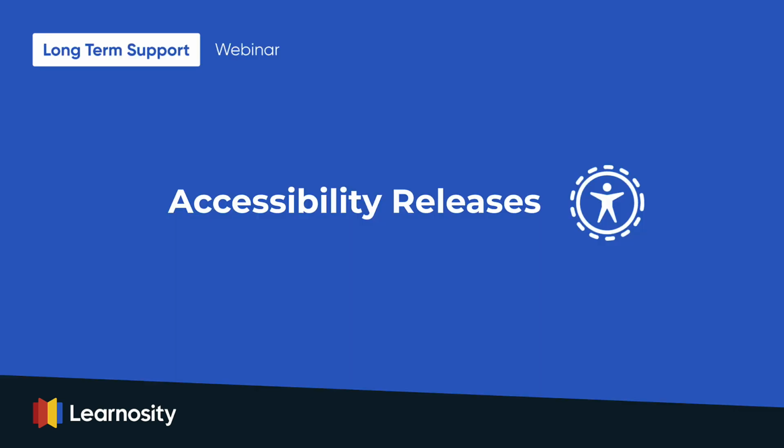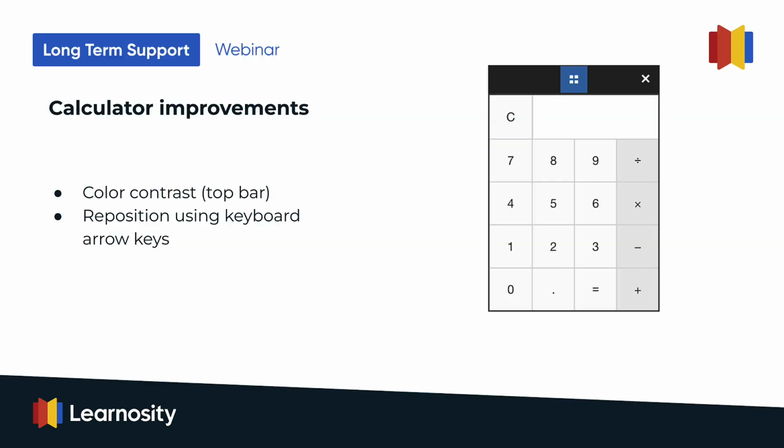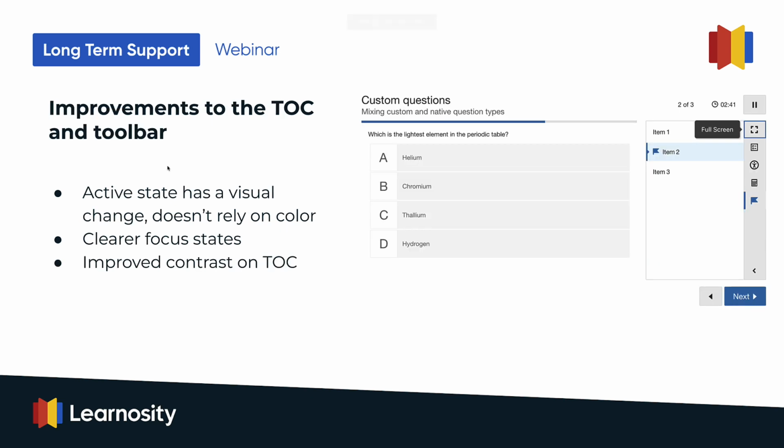Next, let's give you a closer look at what we've been doing in accessibility. First up, both of our calculators, the scientific and the normal calculator, now have contrast improvements. That's mainly in the top bar that you see there on the right-hand side. And importantly, learners can now position the calculator via the keyboard arrow keys.